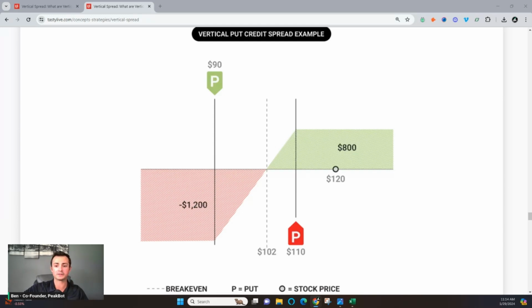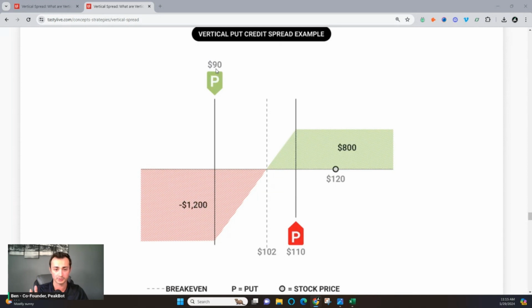So in this diagram, let's assume that the stock price is $120. Now, we are also assuming, again, we're selling a put credit spread. So we're selling the 110 strike as a put, and then we are buying the $90 strike. So that's setting up a spread of roughly $20. We take that 110 and subtract that $90 from it. That's how we get to our $20 spread.